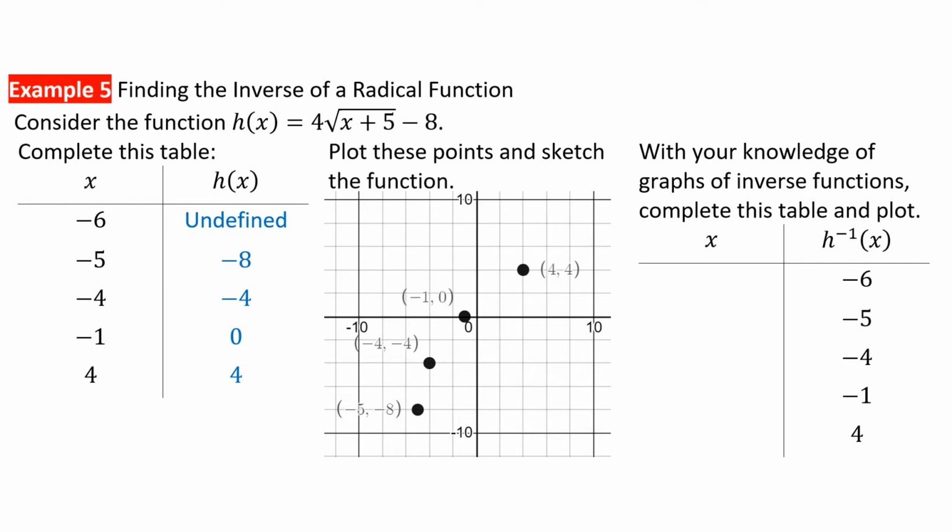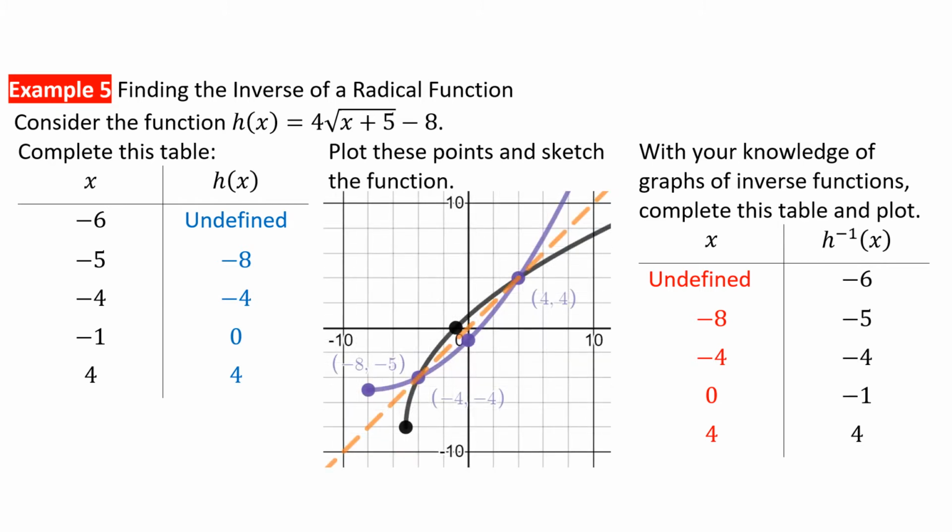If that's true, then according to our work with inverses, everything we already discovered for h of x initially is now going to become an x value. So if we go to plot that, we can see how the purple graph is going to be a reflection of the original, of the inverse, and we can see how those points are going to match up. Now let's go over to solving this algebraically.